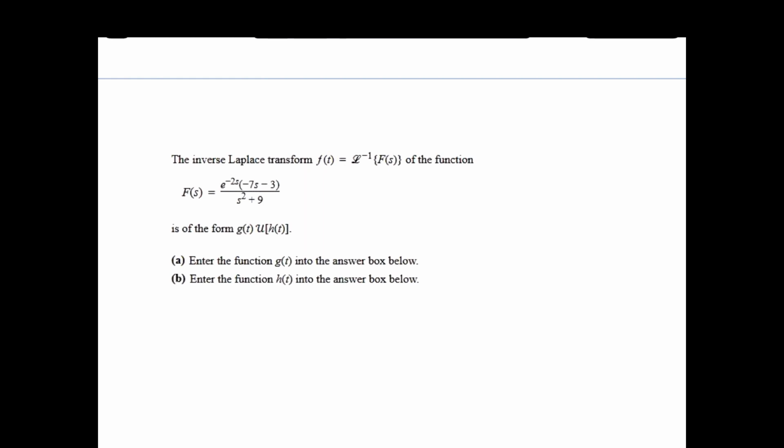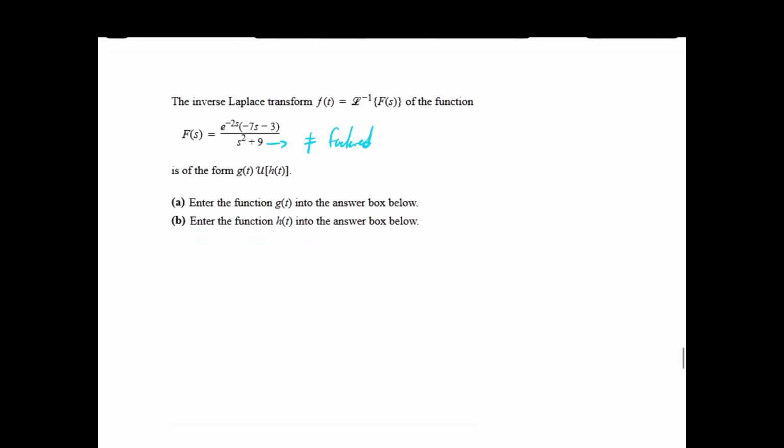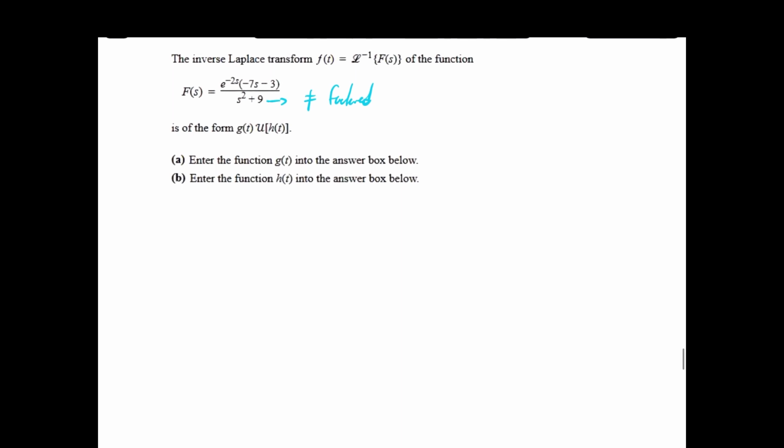Similar question this time around, but I can't do partial fractions because this can't be factored. I'll write it down like this. Factored, because you'll get imaginary roots. On the other hand, I can split it apart. So what I could do here is do e to the negative 7 to negative 2s.